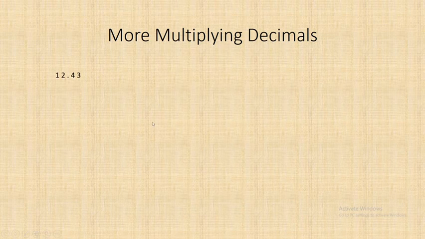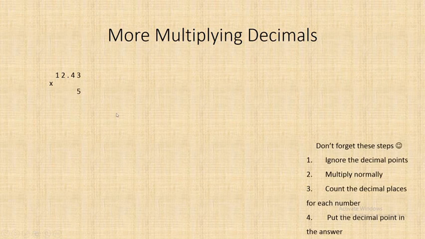Okay, let's have more multiplying decimals, guys. 12.43 times 5. What are we going to do here? It's very easy and very simple. I will never forget these steps, and I will use them to solve these kinds of problems too. So here, 3 times 5 equals 15, so 5 and carry up 1. 4 times 5 equals 20. 20 plus 1 equals 21, so 1 and carry up 2. 2 times 5 equals 10. 10 plus 2 equals 12, so 2 and carry up 1. 1 times 5 equals 5, plus 1 equals 6.